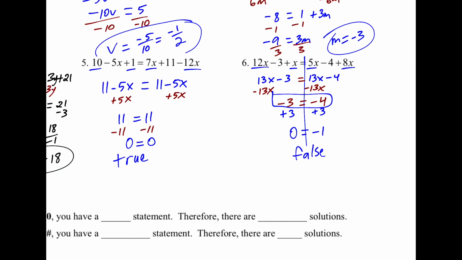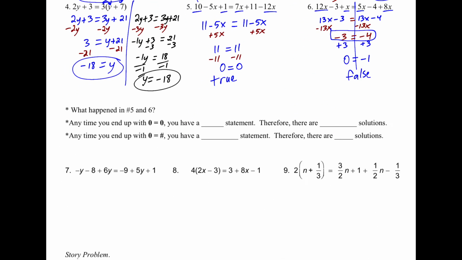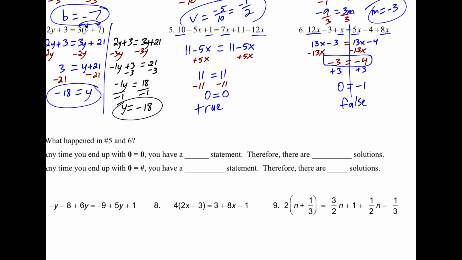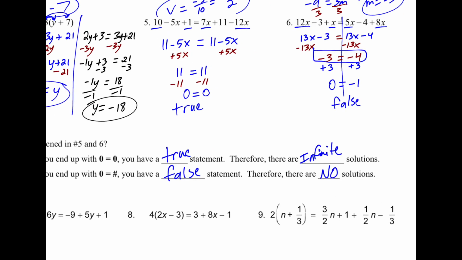No, it's not. So it turns out, anytime you end up with 0 is equal to 0, like in number 5, you have a true statement. Therefore, there are infinite solutions. And sometimes we call this all real numbers. If you end up with 0 is equal to some other number, like 0 is equal to negative 1, like in number 6, you have a false statement. Therefore, there are no solutions.